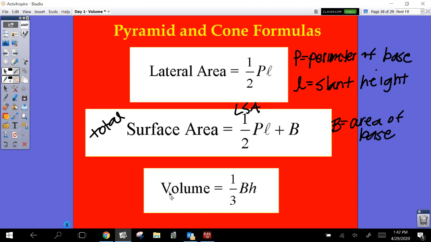And then the volume is 1/3 of base times height. The volume of pyramids and cones are 1/3 of that of cylinders and prisms. Okay?